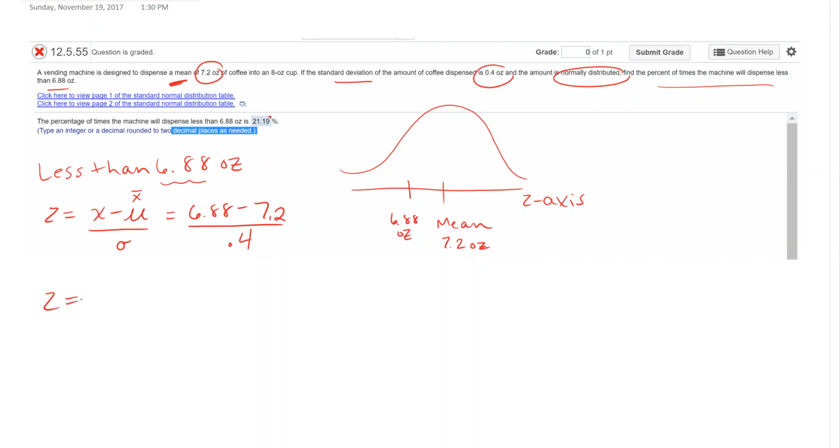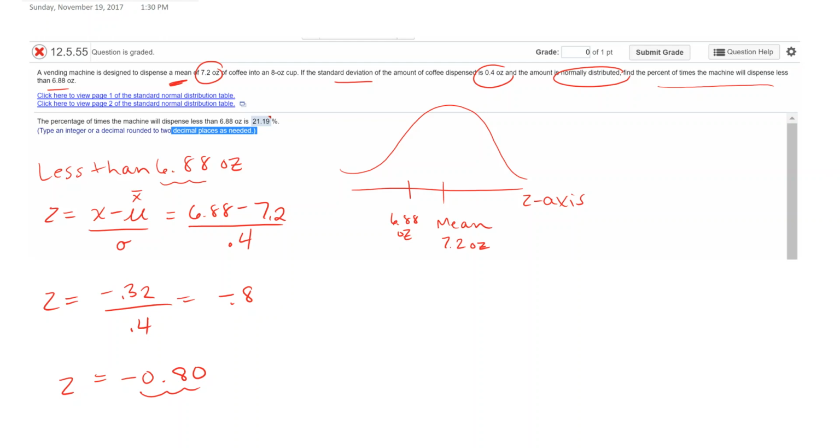So 6.88 minus 7.2 is negative 0.32. We want to divide that by 0.4. That gives us negative 0.8. Our z table is set up where the values for z are calculated to the hundredths position. So our z value is negative 0.80.